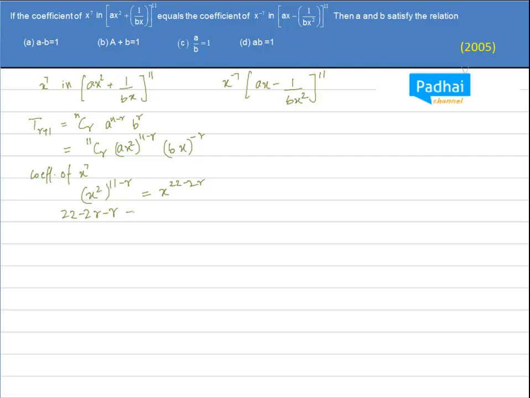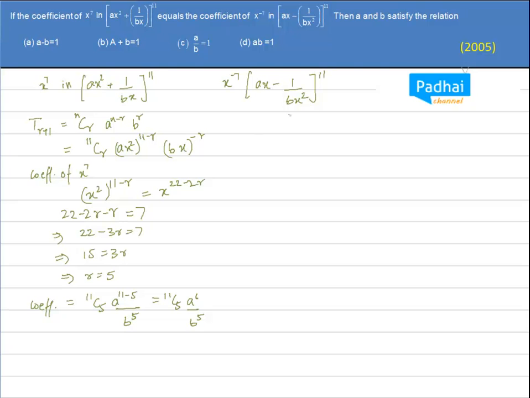And this has to be equated to 7, because you need the power of x to be 7. So that implies 22 minus 3r is equal to 7, so 15 is equal to 3r, so r becomes equal to 5. So if I put r equal to 5 in this expression, I'll get the coefficient of x raised to power 7, which is 11C5 a raised to power 11 minus 5 upon b raised to power 5, which is nothing but 11C5 a^6 by b^5. Okay, this is one step.